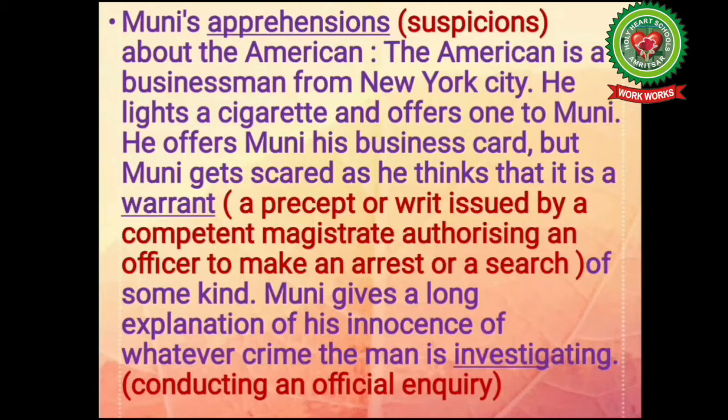Muni's apprehensions about the American. What is the meaning of apprehensions? Suspicions. The American is a businessman from New York City. He lights a cigarette and offers one to Muni. He offers Muni his business card, but Muni gets scared as he thinks it is a warrant of some kind. Muni gives a long explanation of his innocence of whatever crime the man is investigating.